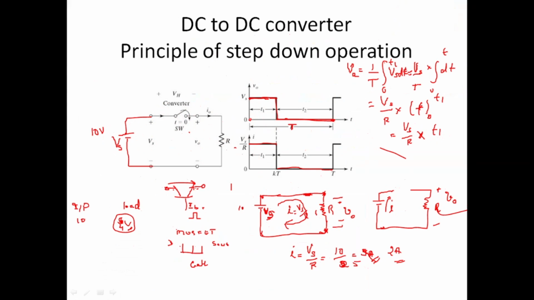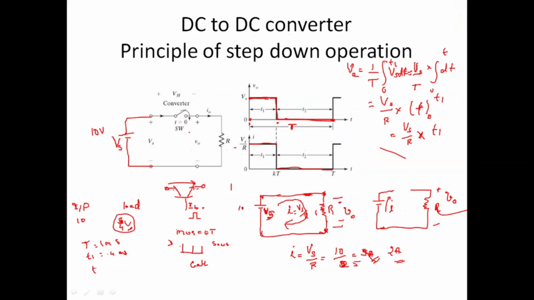For an example, this is my T. Assume that T is 1 millisecond. This much time, from here to here, assume that it is 0.4 milliseconds. So I can say that this is T1. T1 is 0.4 milliseconds.